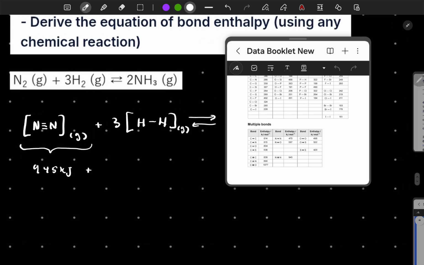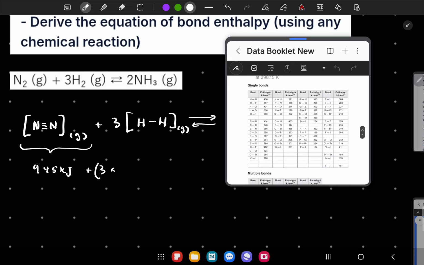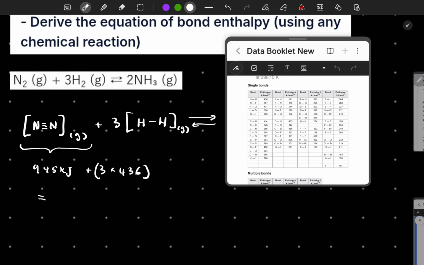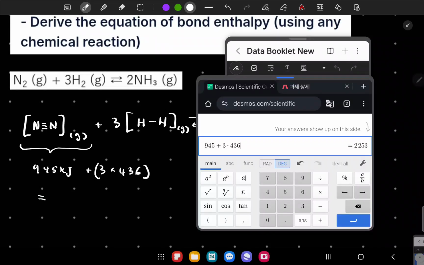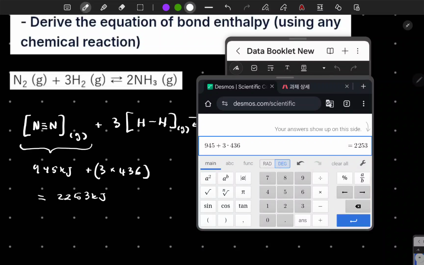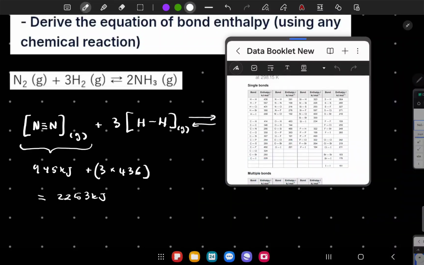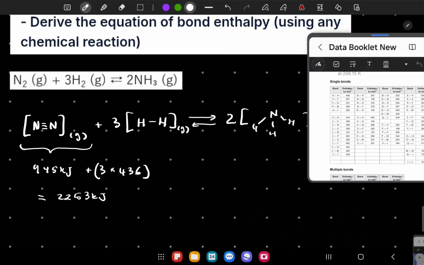And that follows for the H2, where there are 3 moles of it in the reaction for 1 mole of dinitrogen. So in this case, it will be 3 multiplied by, what's an H-H bond? It's 436. Now, this turns out to, let's pull up a calculator, 2,253 kilojoules. Of course, we're breaking the bonds, so we're putting in energy, so it's an endothermic reaction, so this is always positive.